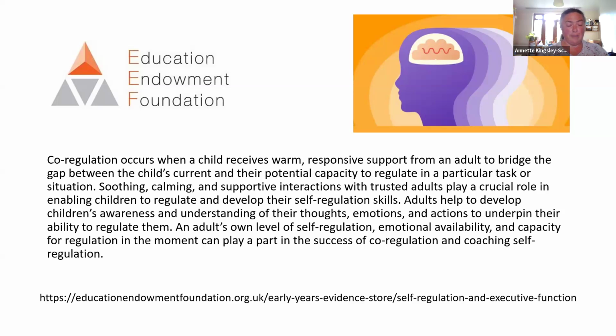And they continue to say, the level of support required by the adult during co-regulation depends on the child's developmental stage and level of self-regulatory skills, their experience with the task or situation, and their emotional and cognitive state in that moment. An adult's role in co-regulation is larger when enabling children who typically have limited or lower self-regulation skills, such as babies and toddlers, to manage a situational task.